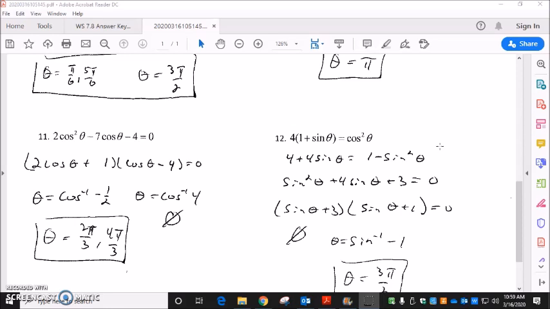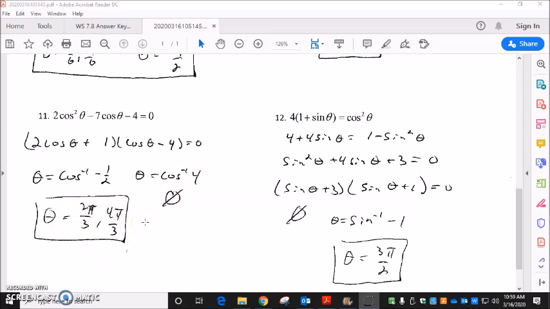Number 11 was already set up. I just had to figure out how to factor that. Now, when I did factor this, this is not going to give me a solution. When I solve this, I'm going to have the inverse cosine of 4. There is no angle in the world that has a cosine value of 4, so that's not going to give me a solution, but these two are going to be solutions.